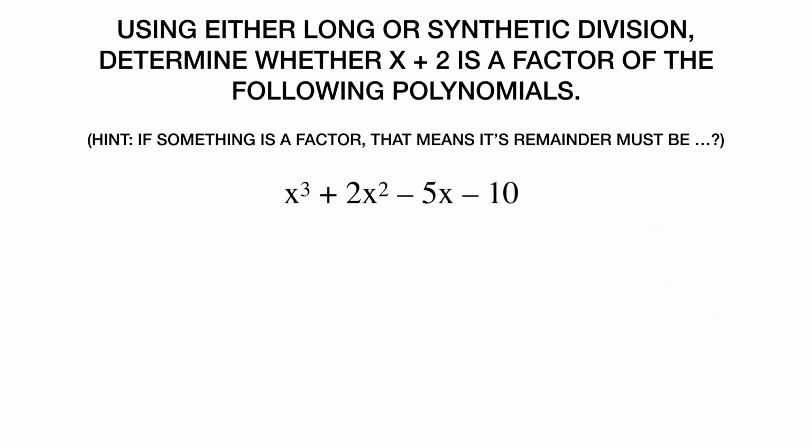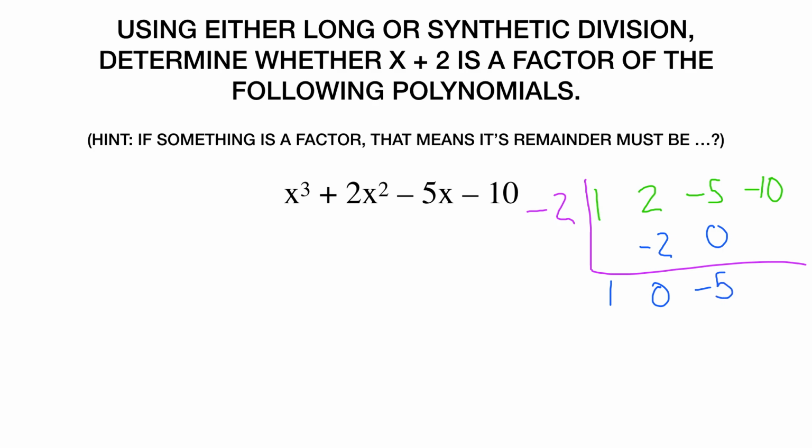Let's try it again. Ooh, this one has an x cubed. So let's see. 1, 2, negative 5, and negative 10. By the way, remember we have to keep checking to always make sure there aren't any missing terms, which there are not in this case. So then negative 2 again. So let's see. 1, negative 2 is 0. 0, negative 5. Negative 5 times negative 2 is positive 10. That gives us a 0, which means, once again, yes.